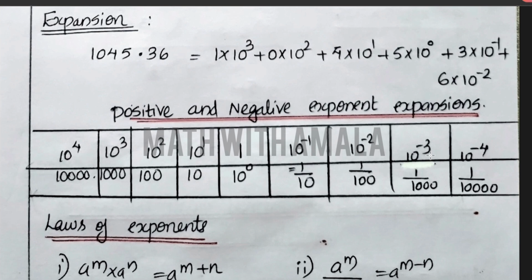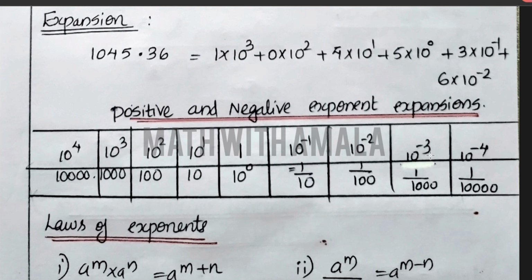1045.36 can be expanded like this: 1 into 10 cubed, 0 into 10 squared, plus 4 into 10 raised to 1, plus 5 into 10 raised to 0, plus 3 into 10 raised to minus 1, plus 6 into 10 raised to minus 2. Here positive and negative exponent expansions are given in a table. According to the power of 10, the value will be moving towards right or left.